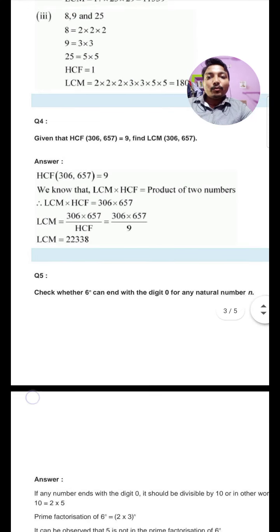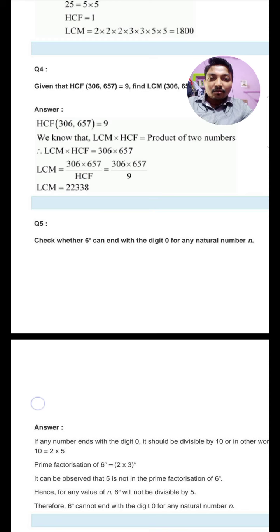So you just have to see that the HCF of the two numbers is given as 9. But what is the first step to write? LCM into HCF is equal to the product of the two numbers. Everyone knows this. Because the HCF is given as 9, and the two numbers are given, one is 306 and the other is 657, first I have to write the equation that LCM into HCF is equal to the product of the two numbers.